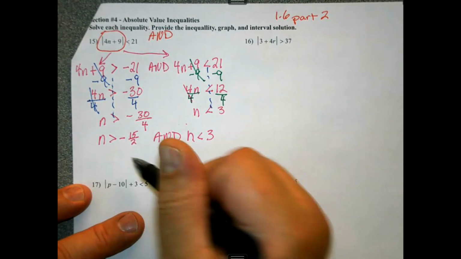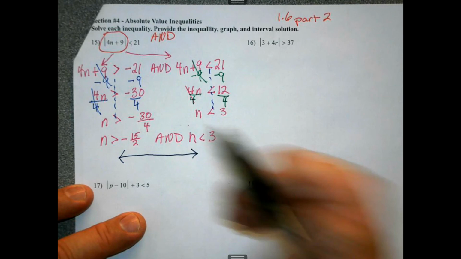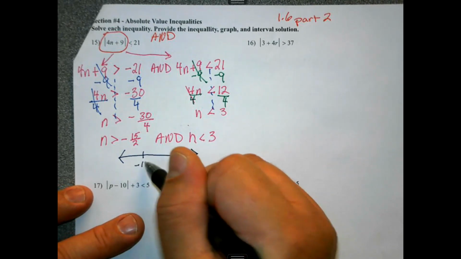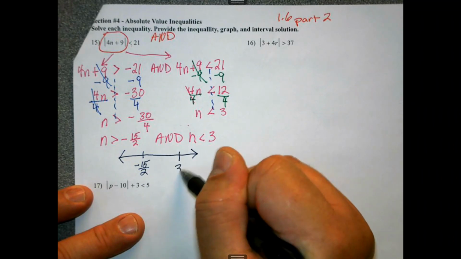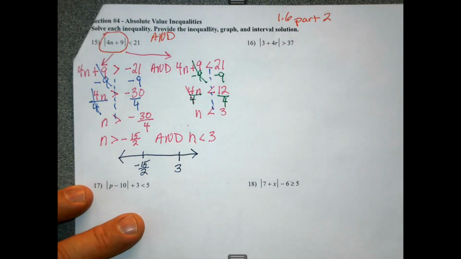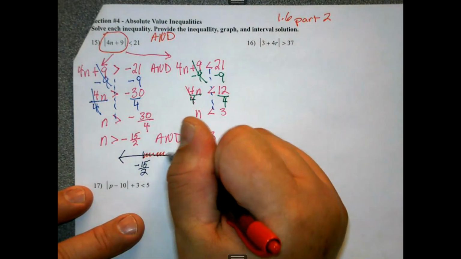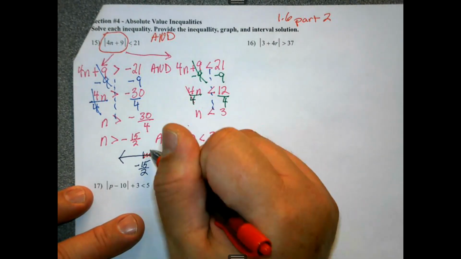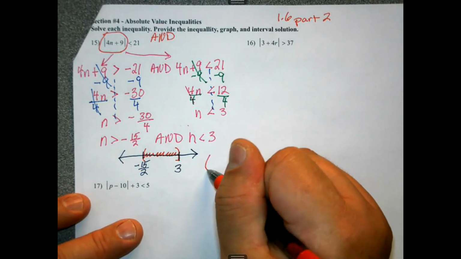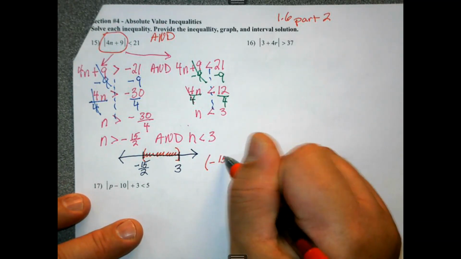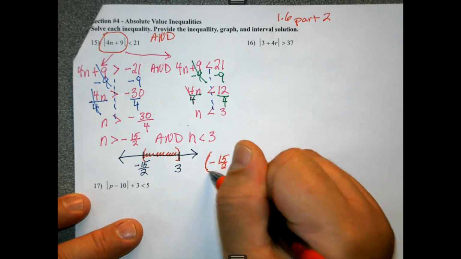Graph it. I know it's an and problem. It's going to be in between my smaller number, -15 halves, larger number, 3, and there are no equal signs, so parentheses. And my interval, -15 halves, comma 3, parentheses.